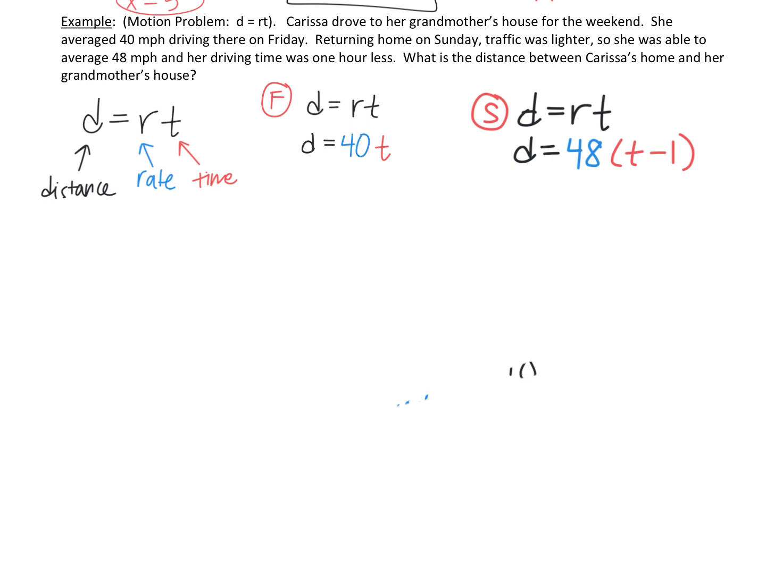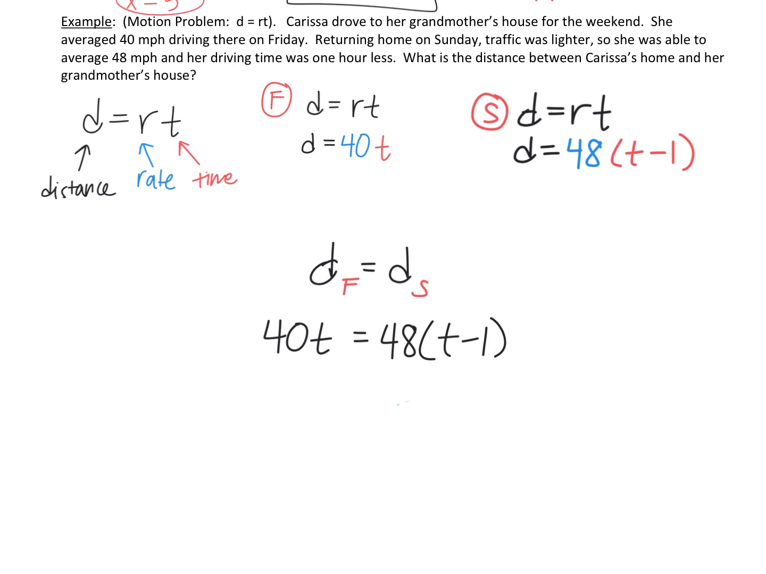This is a system of equations, right? So I say, okay, my distance on Friday should be the same as the distance on Sunday. If you don't want to use F and S, you could do 1 and 2. Okay, you know what those things are, and so you're going to plug in your equations. So my distance from Friday is 40t. My distance on Sunday is 48 times t minus 1.